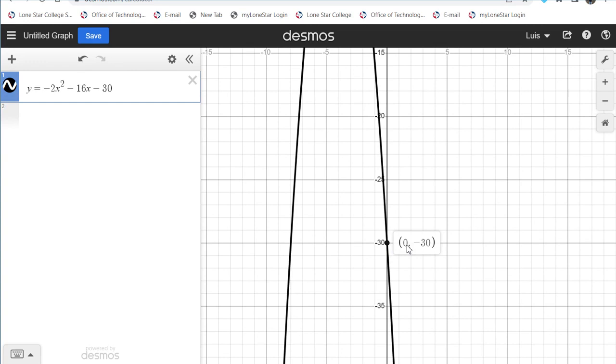Now, similarly, if you were going to graph any other parabola, then you can do the exact same thing, especially if the x-intercepts are not whole numbers, for example. They're irrational, so to speak.